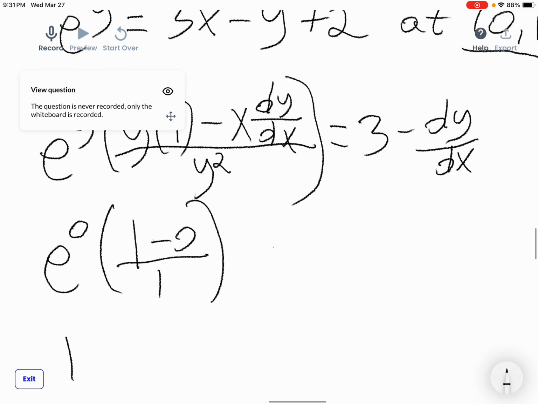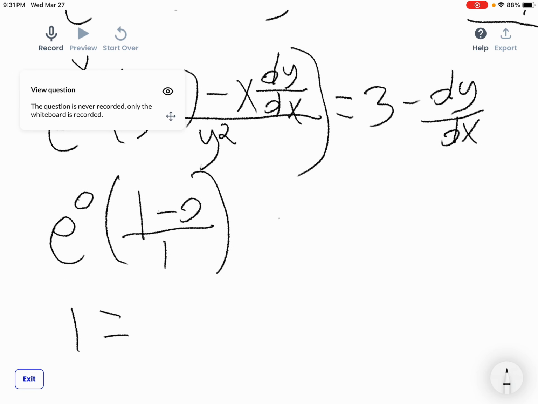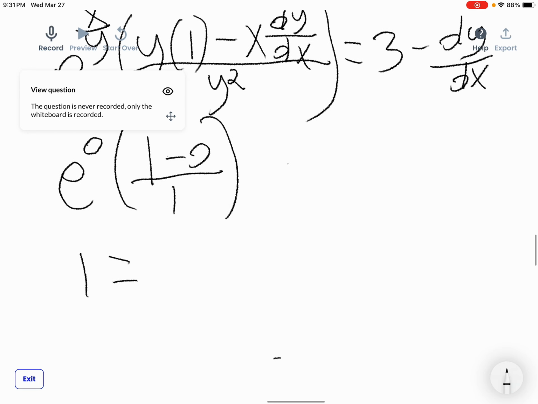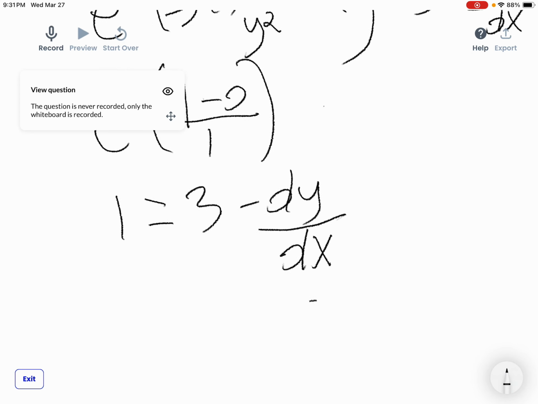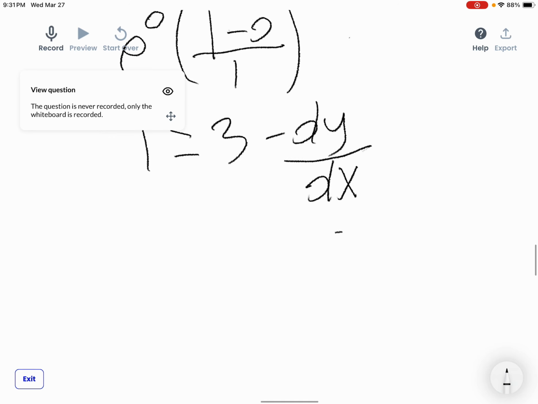So we have 1 is equal to 3 minus dy dx. We want to solve for dy dx, the derivative. We could add dy dx, subtract 1, and say 3 minus 1 is 2. Therefore, dy dx is equal to 2.